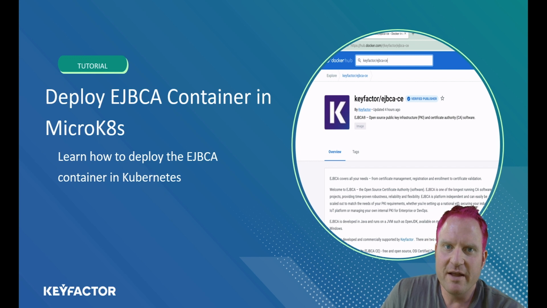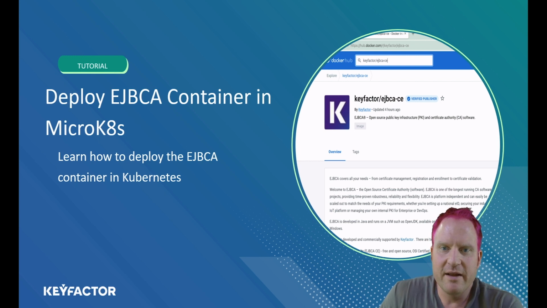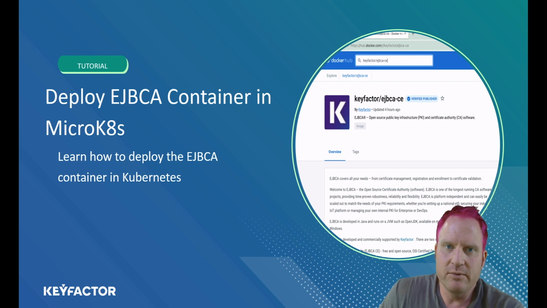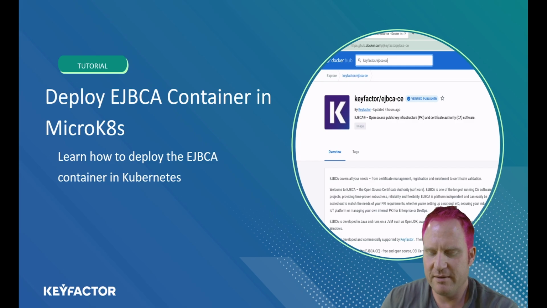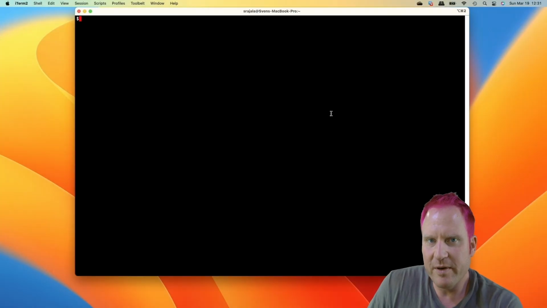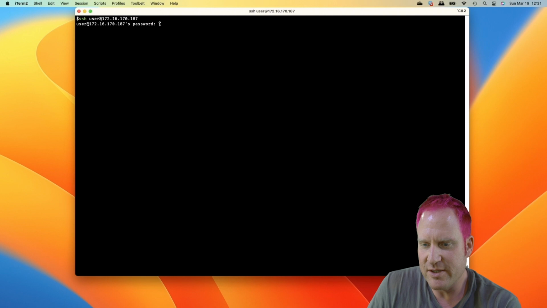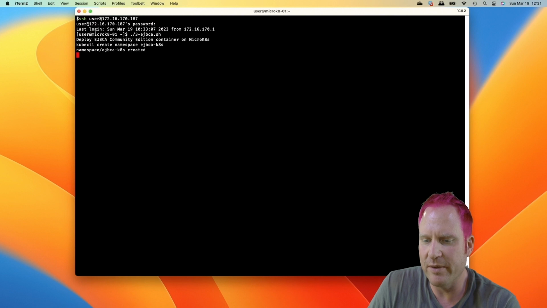I'm Sven, and today we're going to look at deploying EJBCA into the MicroK8s environment that we built in the previous video. So, without further ado, let's jump in. We're going to open up our shell, and we're going to SSH to our Kubernetes instance, the MicroK8s. We'll log in, and I wrote another little quick script here that'll run through the commands we're going to do.